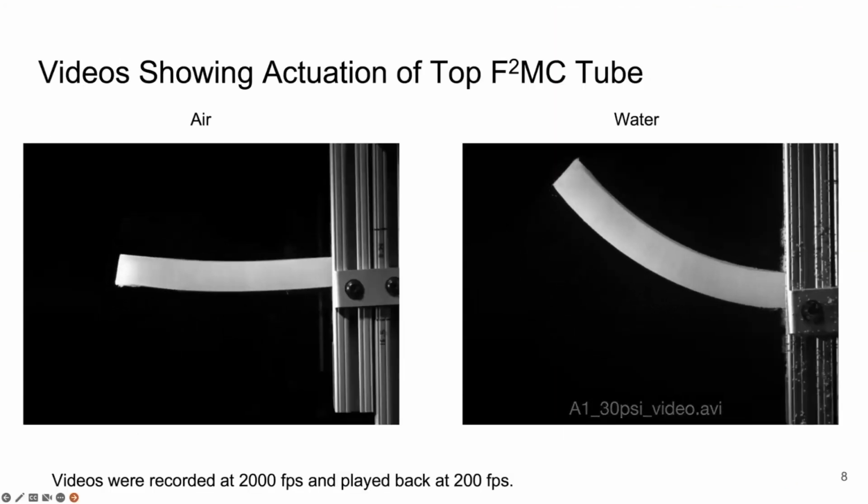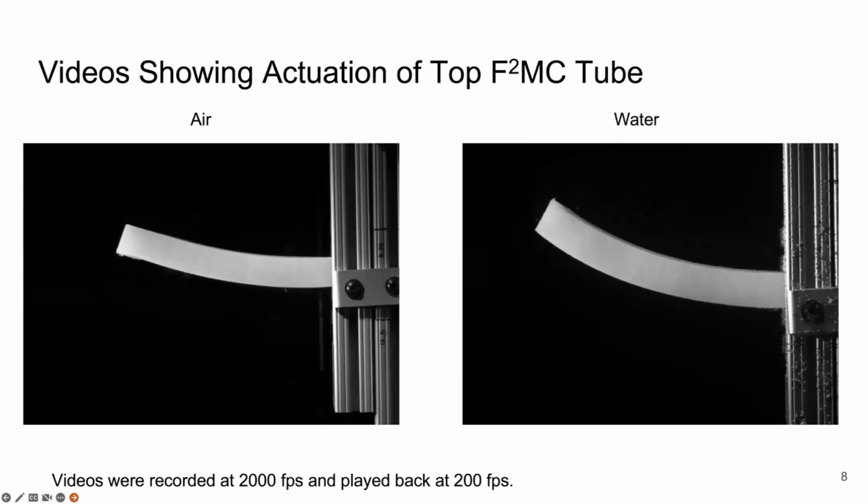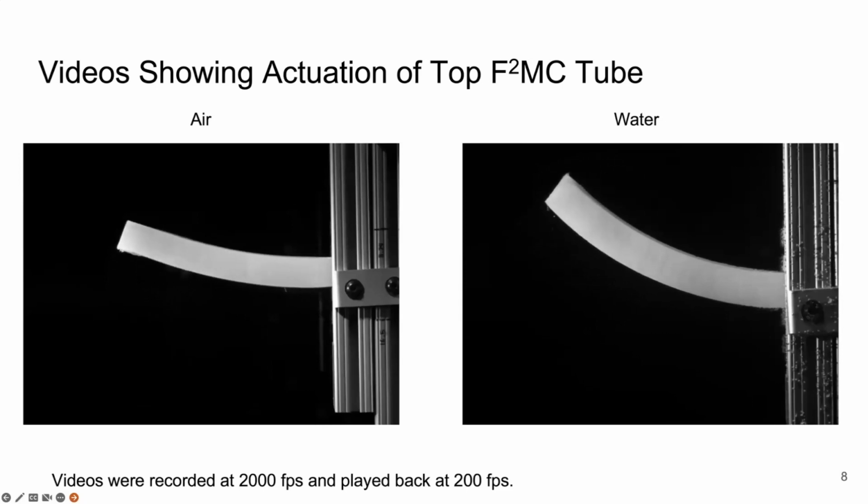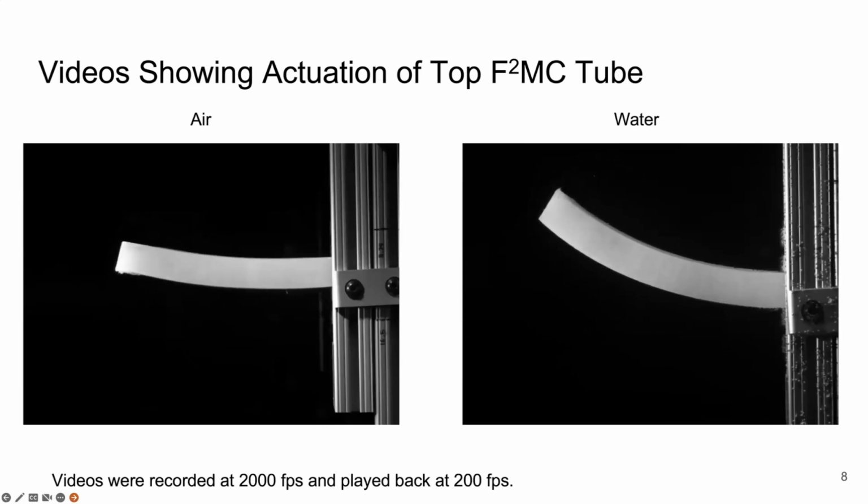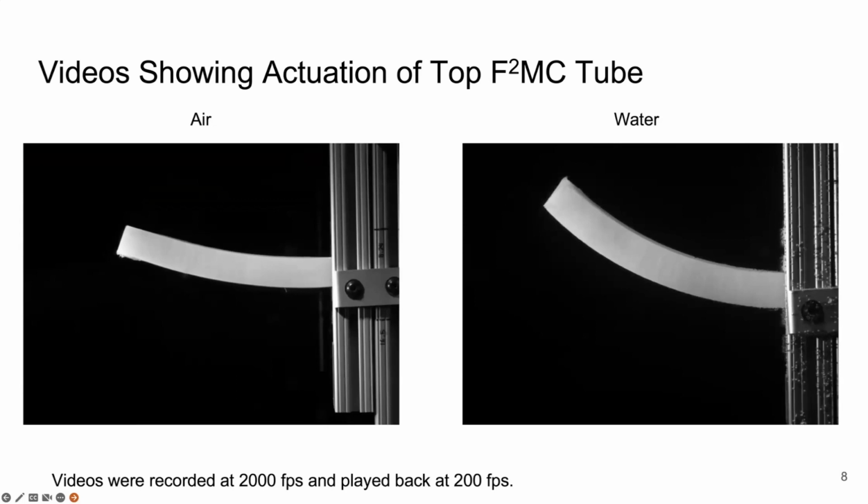And here we see the videos of the plate deflection. On the left side is a plate in air, on the right side is a plate in water. You'll notice that the plate oscillates as the F2MC tubes are deflected. When taking data, we wait until the oscillation stops, so until the plate reaches a steady state, before applying the edge detection.